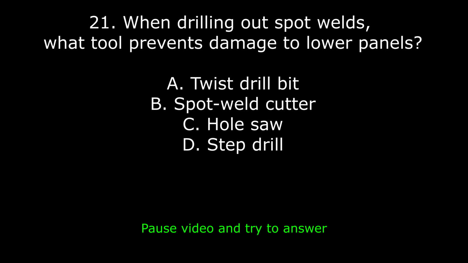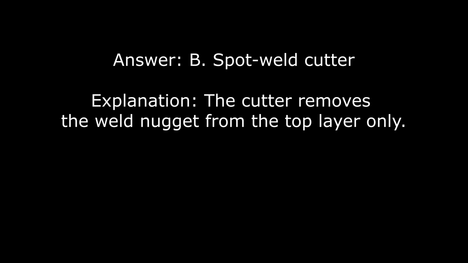21. When drilling out spot welds, what tool prevents damage to lower panels? A. Twist drill bit. B. Spot weld cutter. C. Hole saw. D. Step drill. Answer: B. Spot weld cutter. Explanation: the cutter removes the weld nugget from the top layer only.